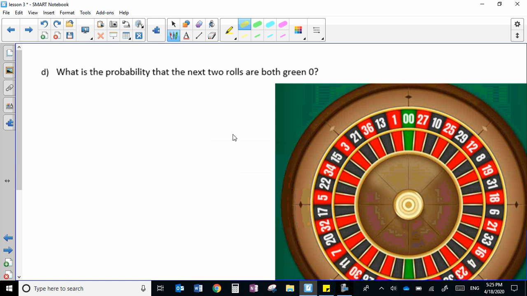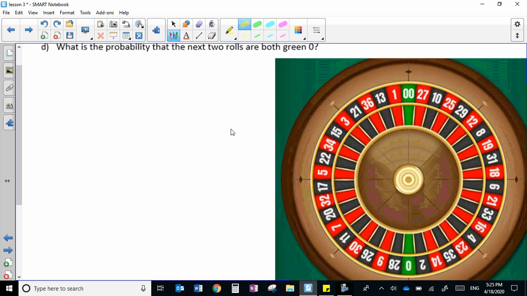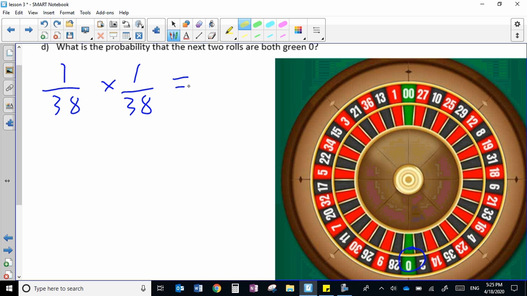What is the probability the next two rolls are both the green zero? So that's this one down here. And there's only one green single zero, so the probability is 1 out of 38. But that's on the next two rolls, so we multiply those two independent events together. That's a very small probability, exactly 1 in 1,444. Okay, so less than 1%.